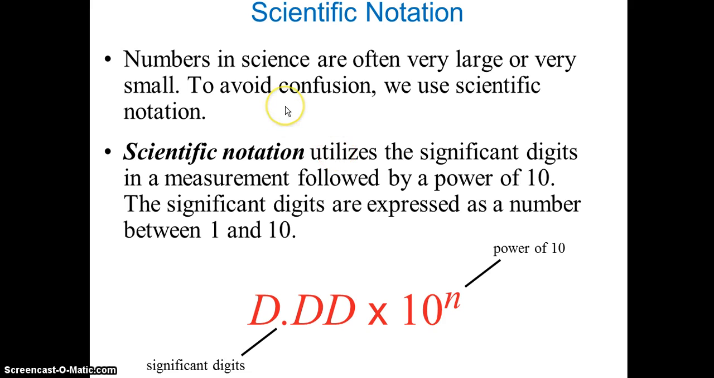Now let's discuss scientific notation. The numbers in science are very large and very small. To avoid confusion, we use scientific notation. Scientific notation looks like d.dd times 10 raised to n. It's a power of 10, where d.dd is a number between 1 and 10. And that's how we define scientific notation.